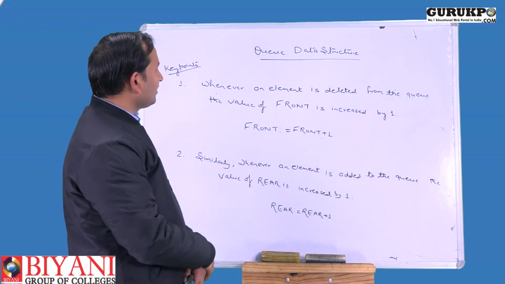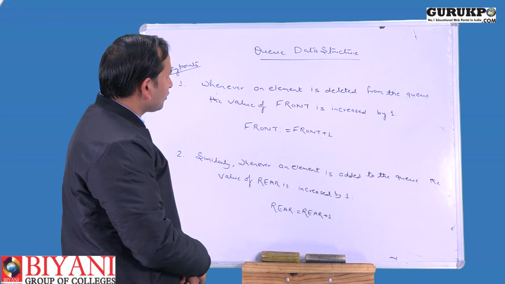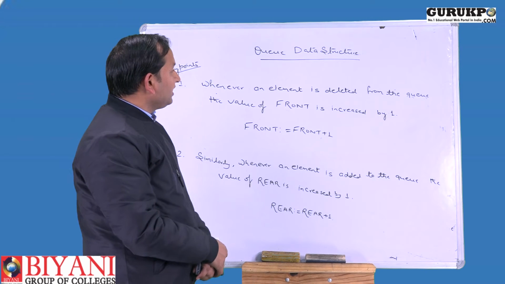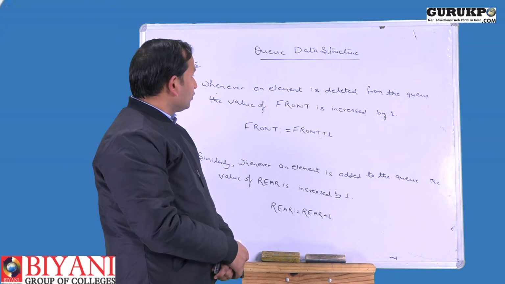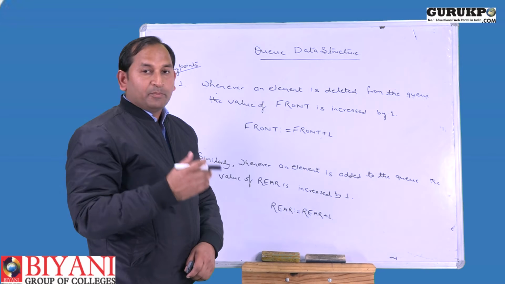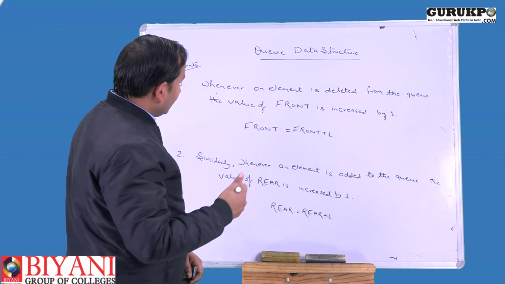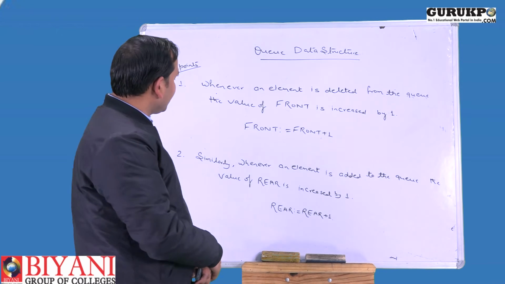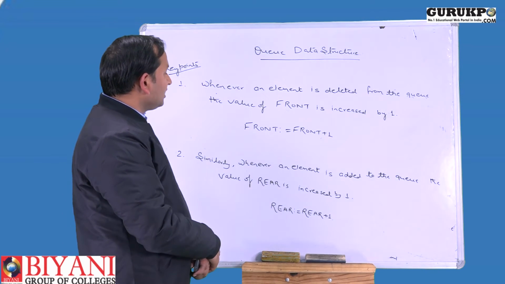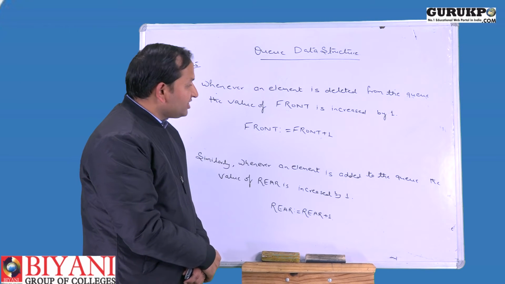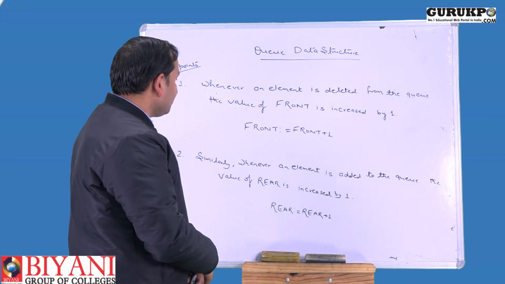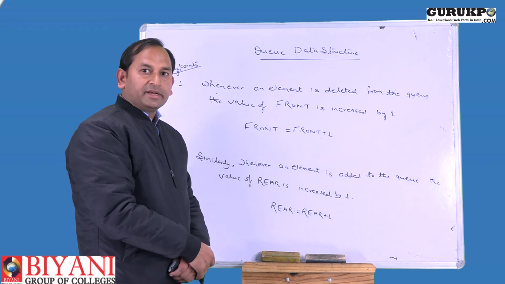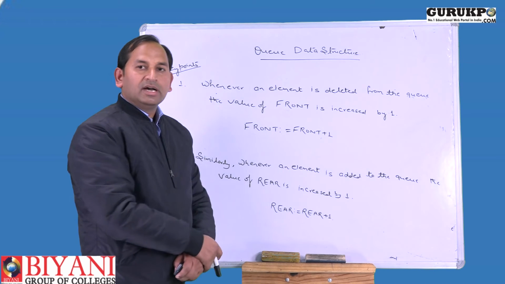First one is, whenever an element is deleted from the queue, the value of the front is increased by 1. Mathematically or logically we can explain this thing: front equal to front plus 1. Second key point about the queue is, similarly, whenever an element is added to the queue, the value of the rear is always increased by 1. This can also be represented logically as rear equal to rear plus 1.